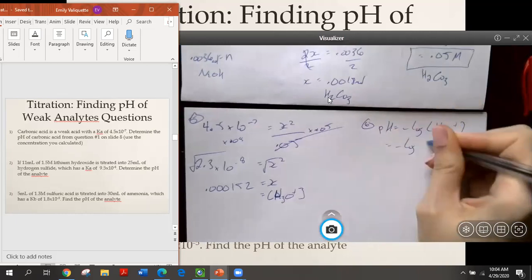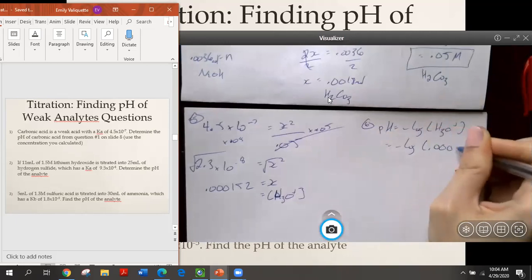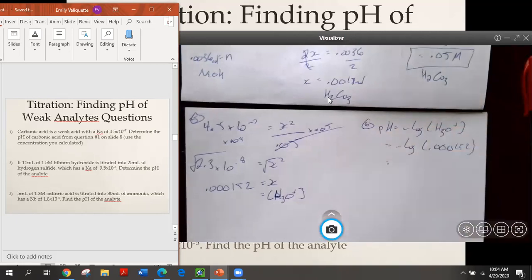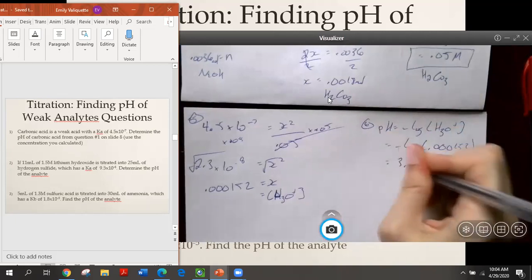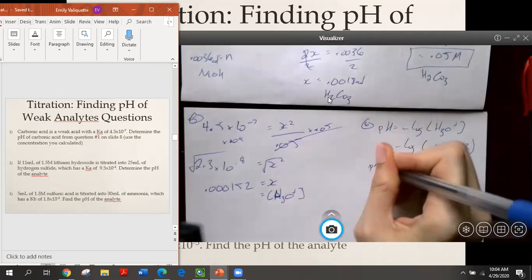So we'll take the negative log of 0.000152 and we get a pH of 3.82.